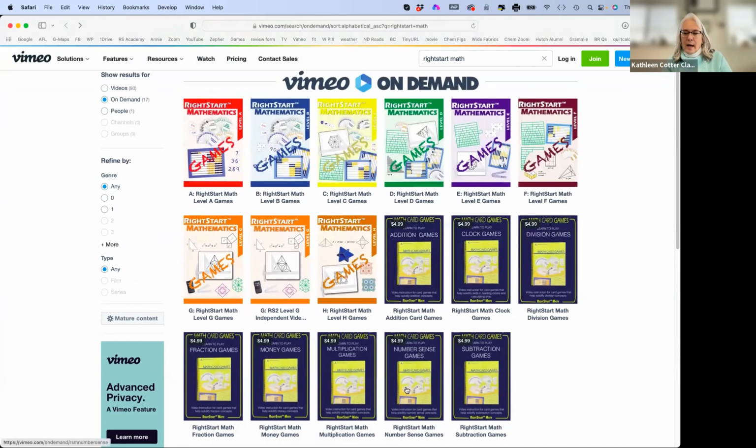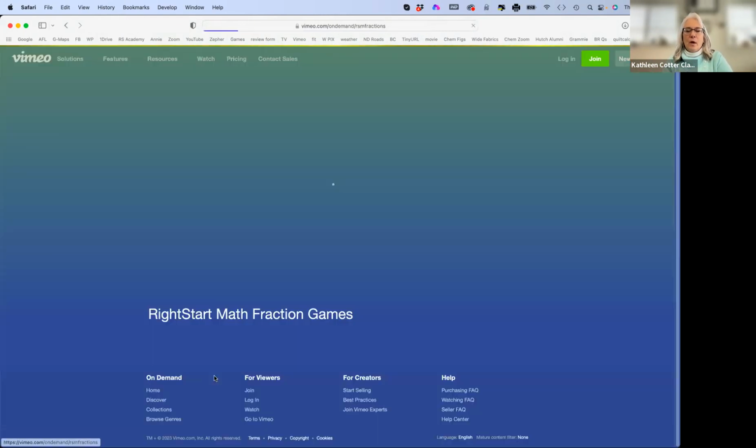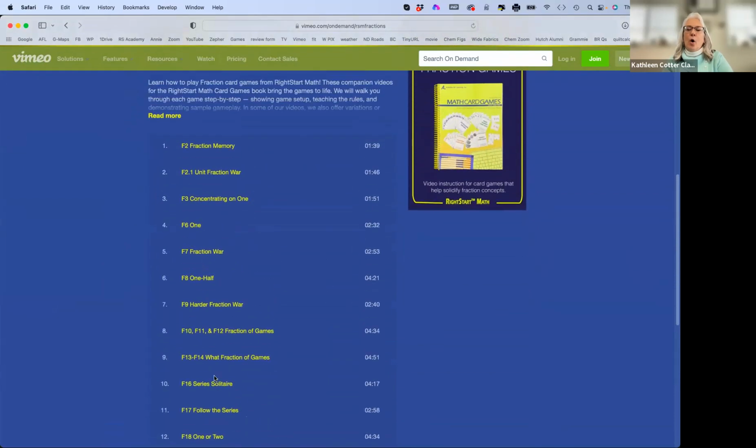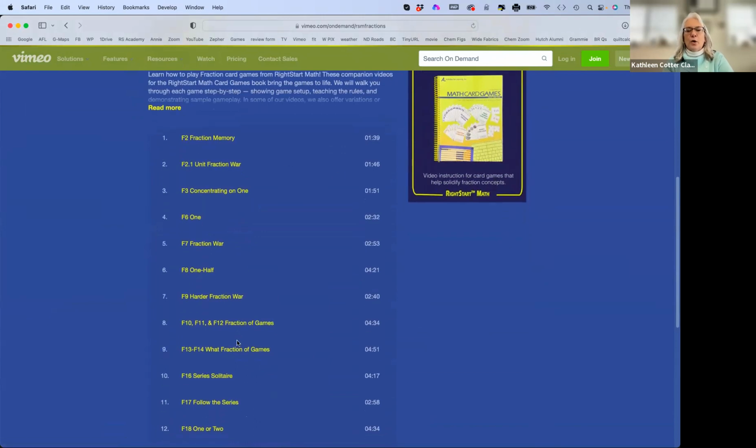Or if I want to, in this case, we're doing fractions. So I'm going to look at fractions. If I know my alphabet, here we go. Right here. These are just the RightStart Math fraction games. So here's going to be all the games. Now, these are not all the games in the fraction chapter of the Math Card Games book, but these are all the ones that are used in the curriculum.